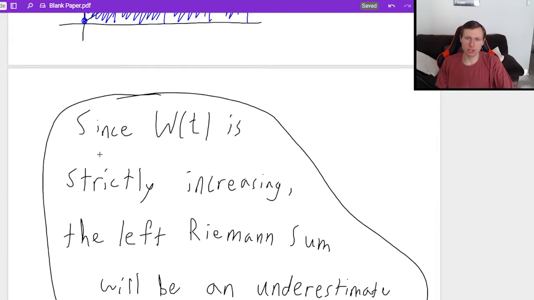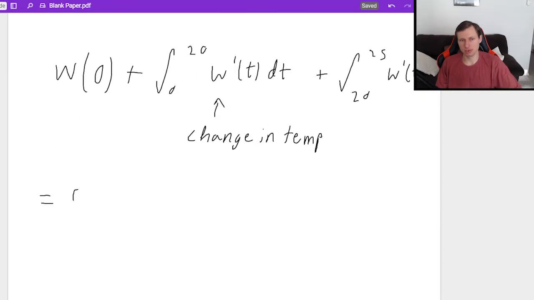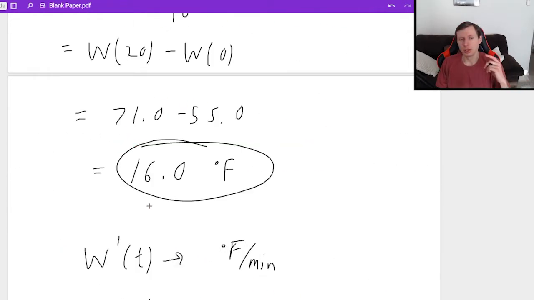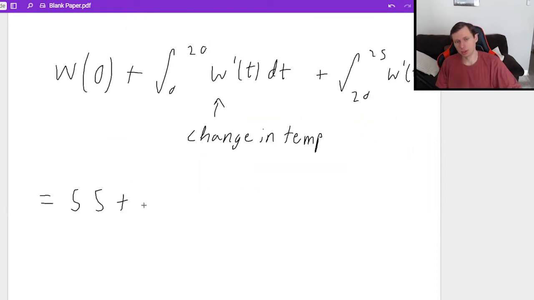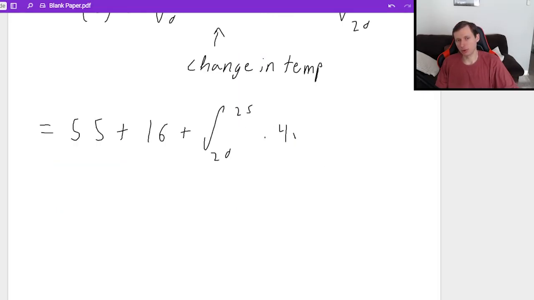Now w of 0, they say in the problem, is 55 degrees at time 0. So that's 55 plus. The change in temperature was actually our answer to part B, so that's 16 degrees Fahrenheit. So plus 16. And then plus the integral from 20 to 25 of my derivative function, which they were so nice to give me in this problem. It's 0.4 square root of t cosine of 0.06t. Make sure your calculator's in radians for this next part. So 0.4 root t cosine of 0.06t, and dt at the end there.